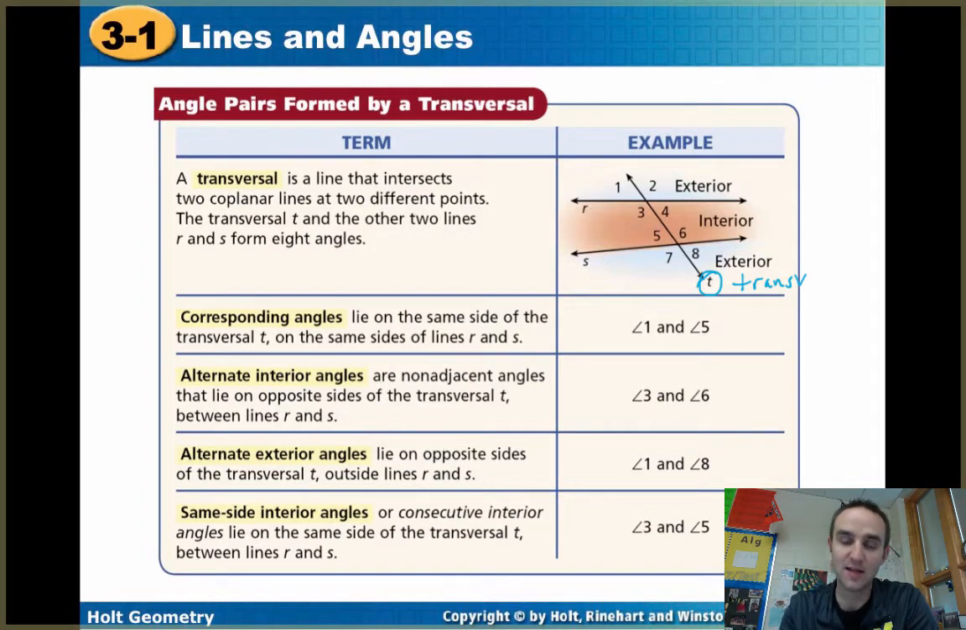So we have names for specific pairs of these angles. Corresponding angles are on the same side of the transversal and the same side of the lines. So I like to say they're in the same general location of the group of 4. So if we look at 1 through 4 and 5 through 8 as 2 different groups of 4, if they're in the same general location, they are corresponding. So that would be 1 and 5. 1 and 5 are corresponding. They're both in the top left of that figure. 3 and 7 would be corresponding. 2 and 6, 4 and 8 would be corresponding.